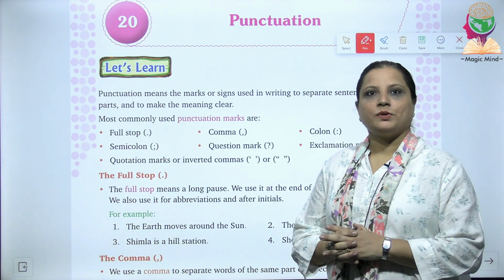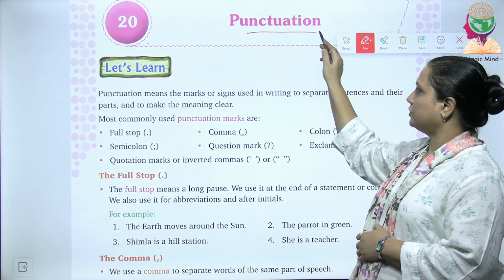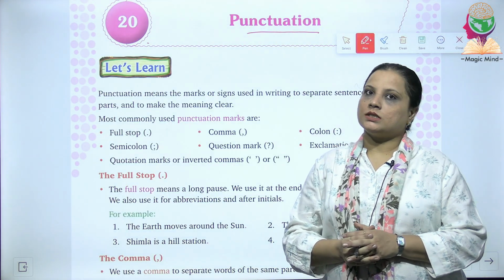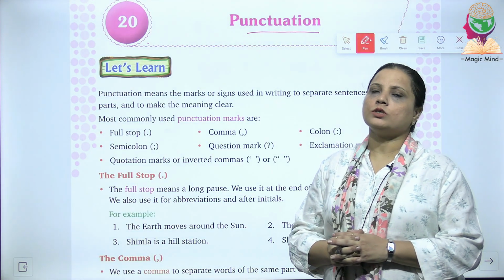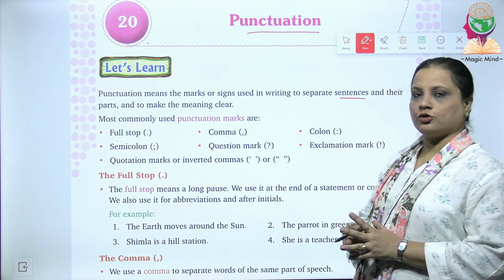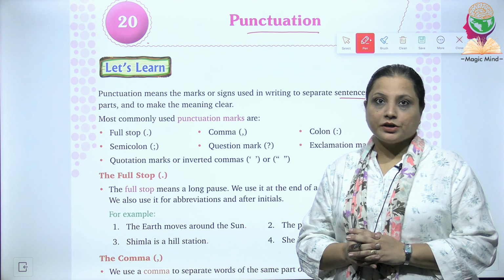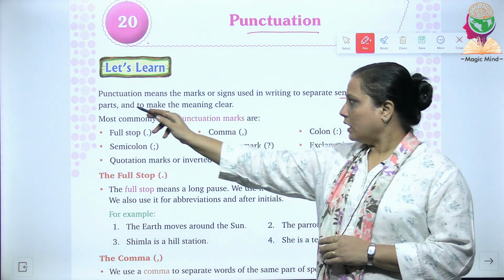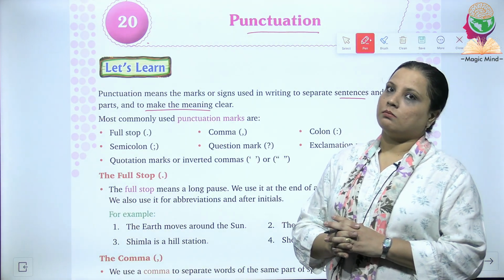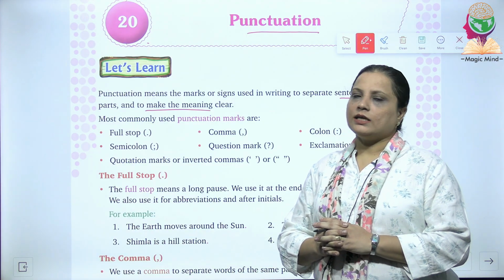Hello everyone, today we are going to begin with our new chapter, that is chapter number 20, Punctuation. What is punctuation basically? Punctuation are certain marks or signs which we use while writing a sentence. These sentences are given a pause or they are separated from their parts, and in order to make the meaning clear, we use the marks and the signs which are called punctuation. So let's read the book.